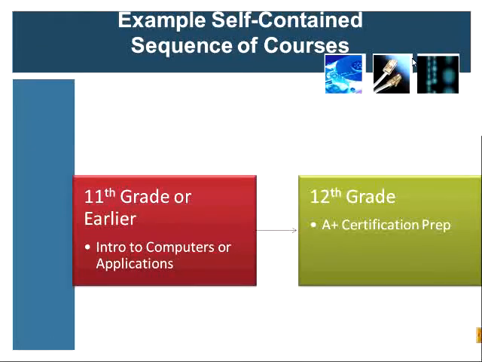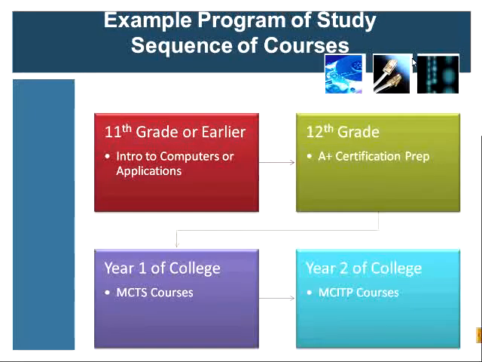Kind of some examples here. If a person was to have a self-contained sequence in high school, in 11th grade they could have their introduction to computers, and in 12th grade they could then be doing their A+ certification courses. If we were to look at a sequence of courses that would extend on into college, we could start again with the first 2, and then move on into our Microsoft certifications in year 1 and year 2 of college. Although, of course, there's many ways that this can be implemented.